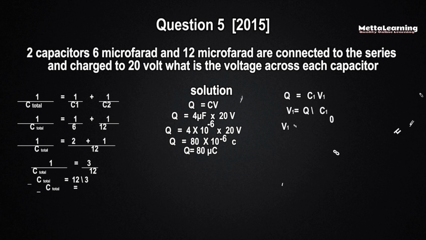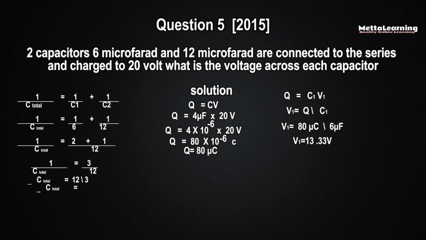What is our Q, which is the charge on the capacitance? It is given as 80 microcoulombs. So that will be 80 times 10 to the power minus 6 divided by 6 times 10 to the power minus 6. When we divide through, we have 13.33 volts. So we have 13.33 volts across the first capacitor.